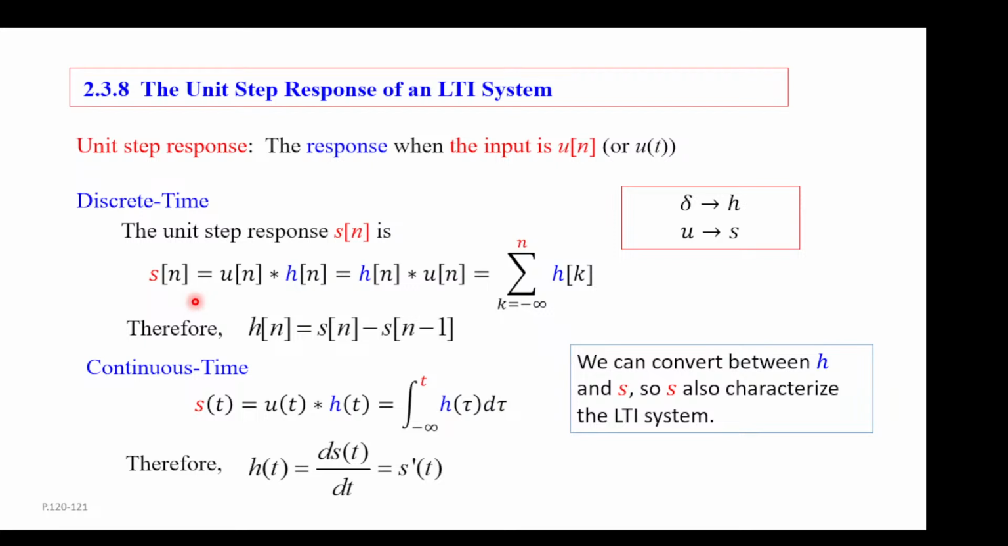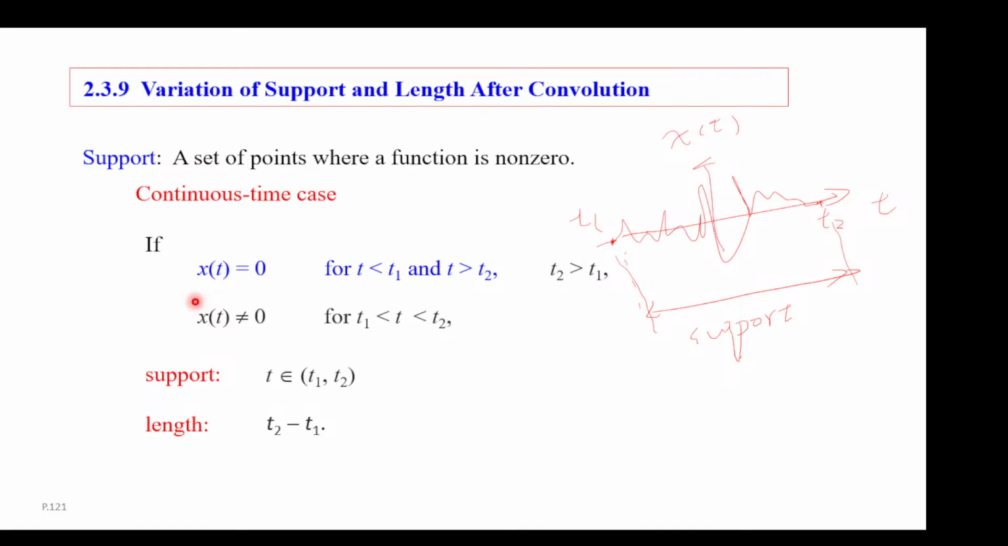The next one is the variation of support and length after convolution. It's quite an interesting concept, but mathematically it's really simple. So let's first talk about the support, or I guess the duration, of the signal.